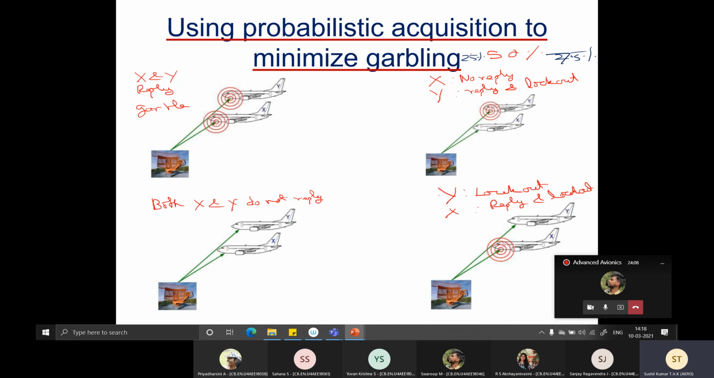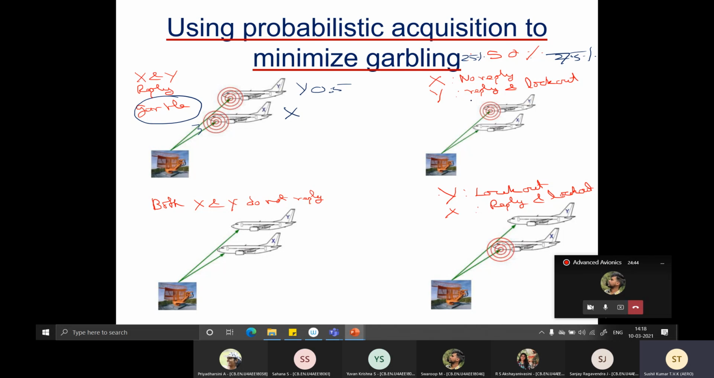So let's see four cases. Let's make it simple. Let's say the probability is 0.5. You send the interrogation pulse. Both aircraft Y and aircraft X, these are two aircraft, are almost in the same range. Both get the interrogation pulse, and they both decide, okay, this time I am going to reply back. So both are replying, and you end up with garble.